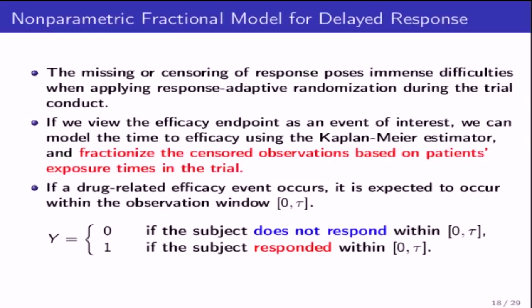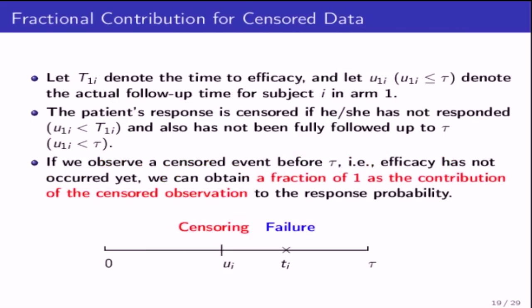Typically, a drug's efficacy event is evaluated between 0 and tau. So Y takes value 0 or 1, depending on whether the subject has responded or has not responded within this assessment window.